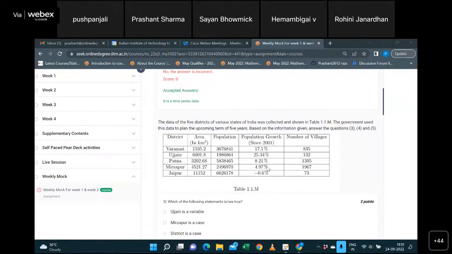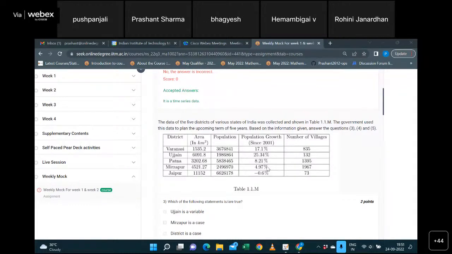Okay, first of all, tell me, what do you feel about this mock test? What is your opinion? What was the level of this mock test? After attempting the mock test, are you able to solve the questions after reading the concepts of week 1 and week 2? Are you able to do such type of questions? Yes, sir. Just be clear with your concepts.